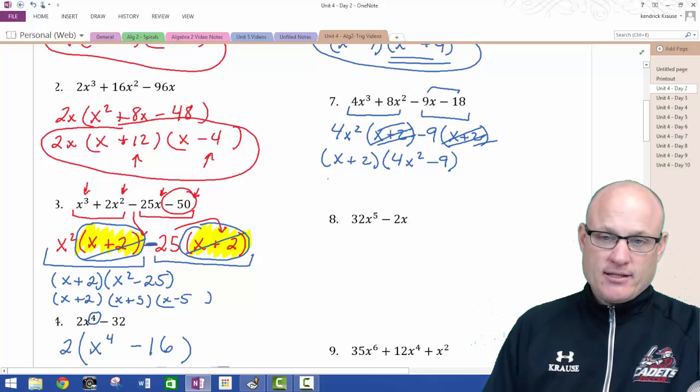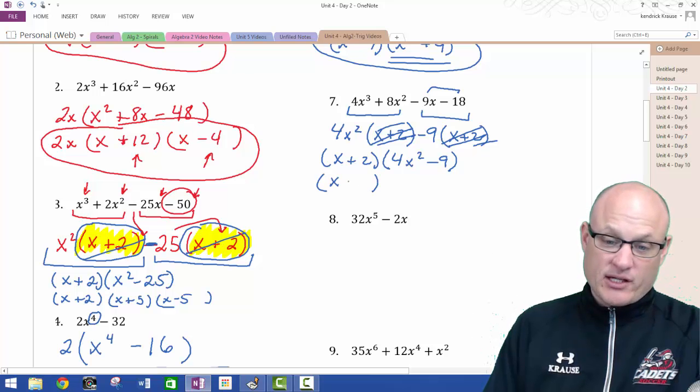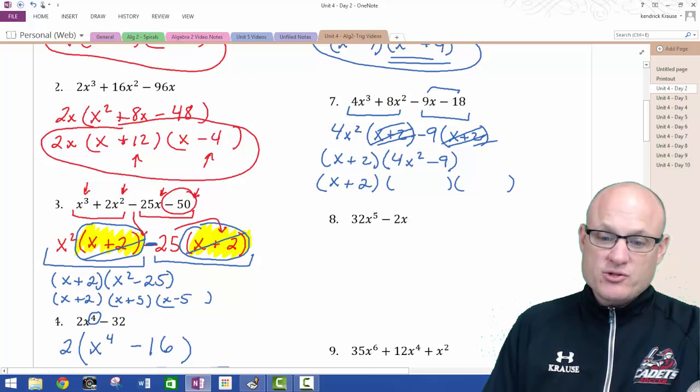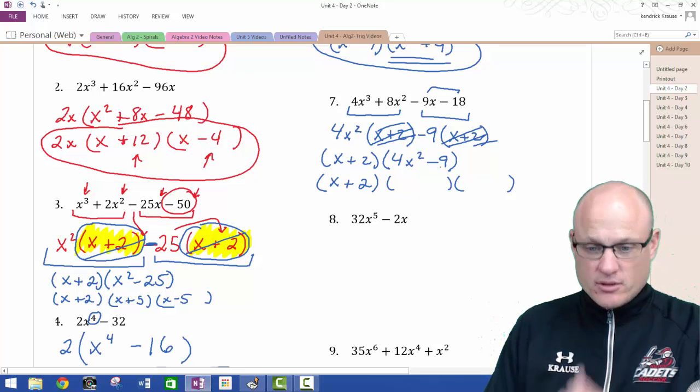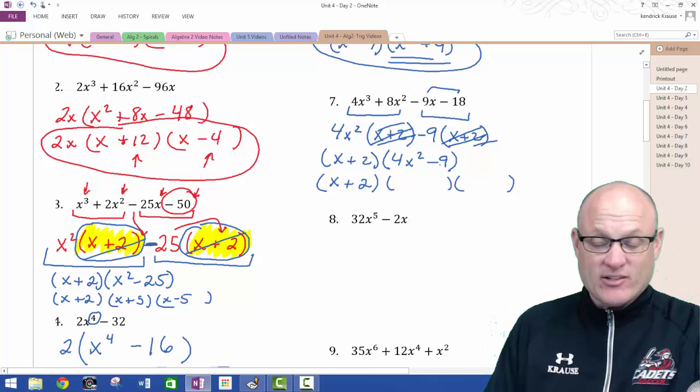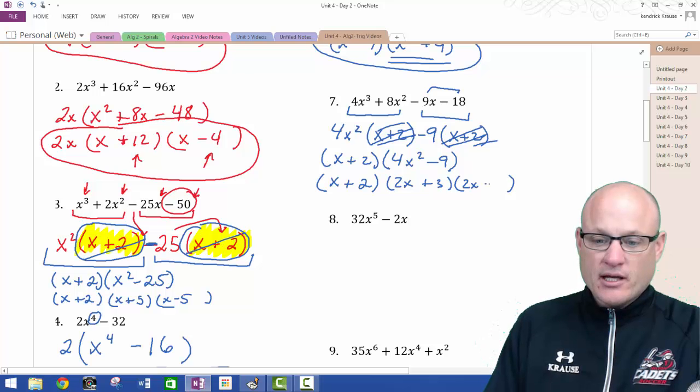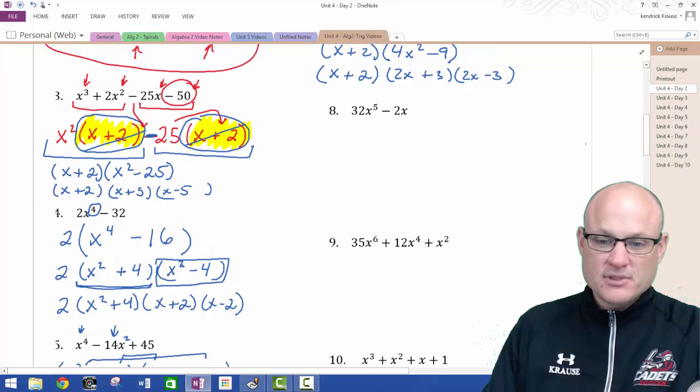Oh, yeah. That's the difference of perfect squares. It is true. I heard somebody say it. I'm not sure who. Somebody was really talking loud. So, 4x squared is a perfect square, subtraction, and 9 is a perfect square. So I'll rewrite this as 2x and 2x, plus 3 and minus 3. Done with that problem.